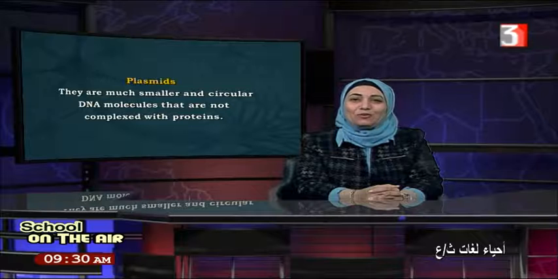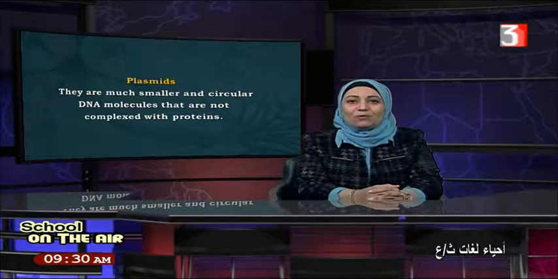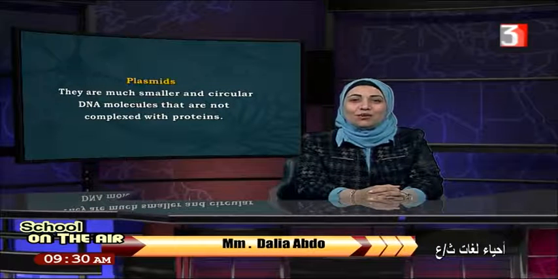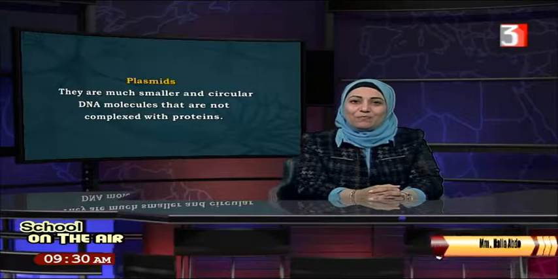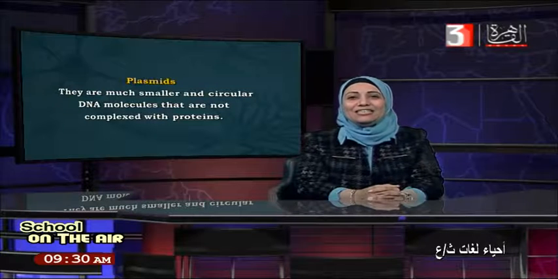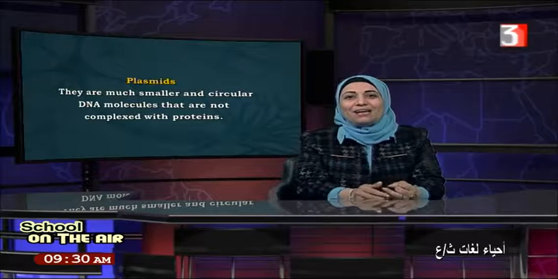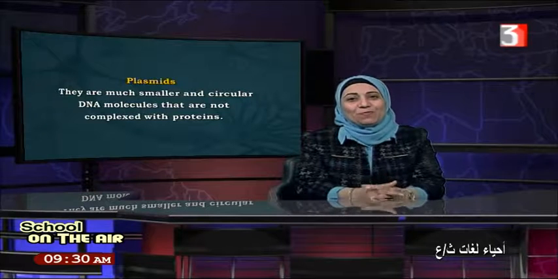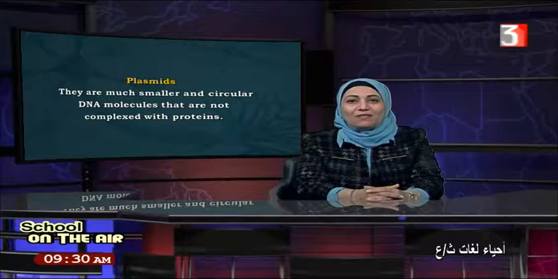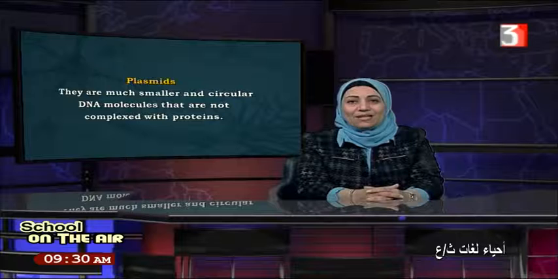Today we are going to complete the DNA structure. In the last session we talked about the DNA structure and how DNA consists of deoxyribose sugar, nitrogenous base, and phosphate group, which form the nucleotide. Also, we talked about the structure of the bacterial cell, the simplest cell, which contains only one cell.